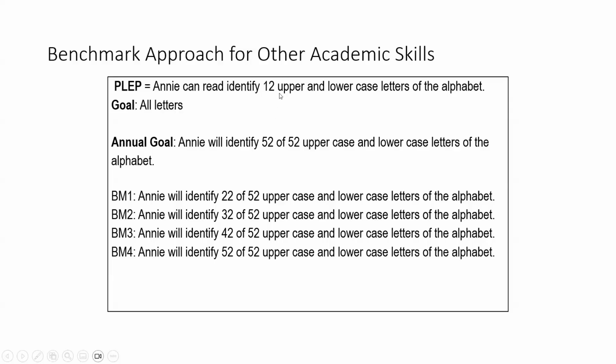Now look where we start. We're starting at 12. We're trying to get to 52. And look what we're doing here. We're increasing by 10 each time. So all we do is we copy and paste the goal 4 times, and then we just change the degree. Annie will identify 22, 32, 42, and always the 4th benchmark matches the goal.